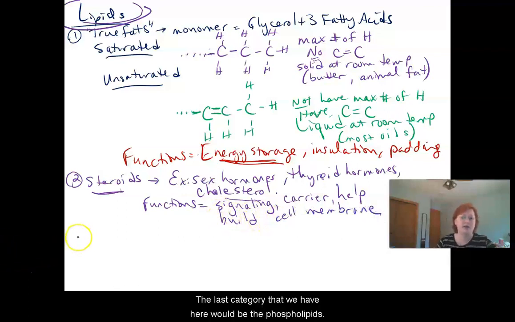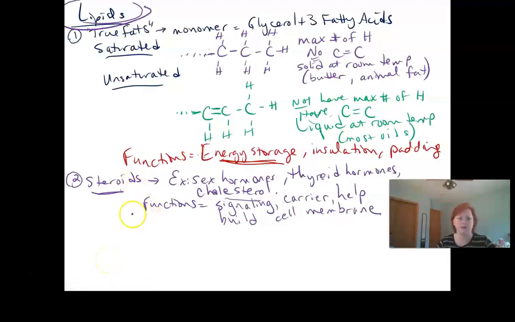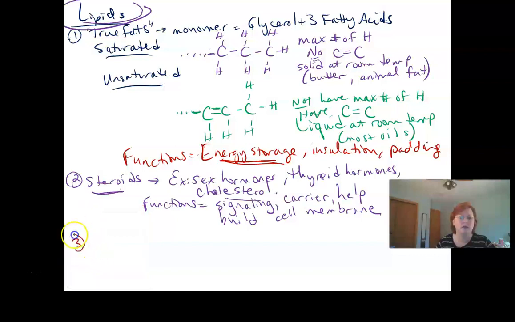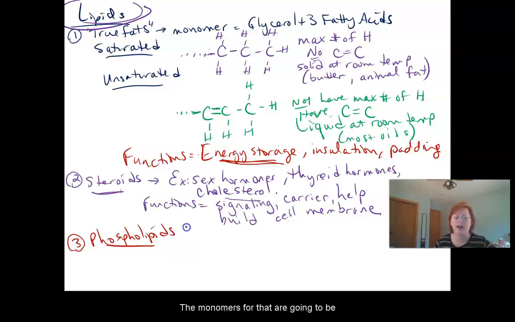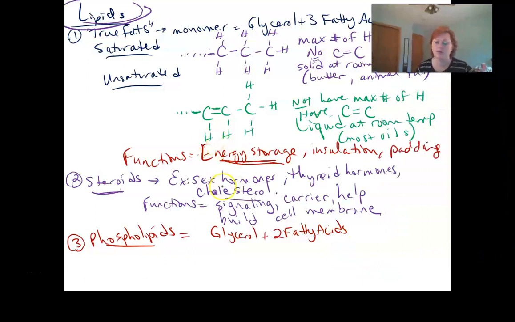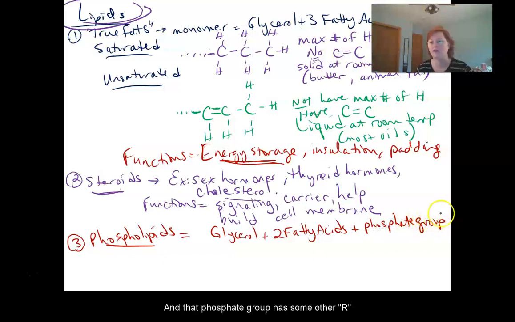And the last category that we have here would be the phospholipids. The monomers for that are going to be glycerol plus now only 2 fatty acids plus a phosphate group, and that phosphate group has some other R group or functional group attached to it.